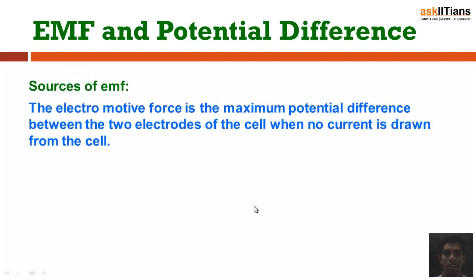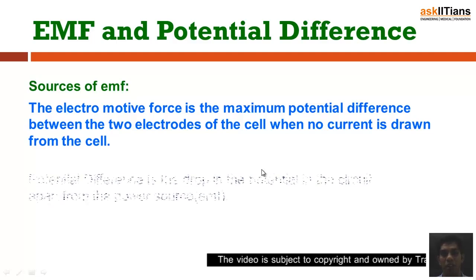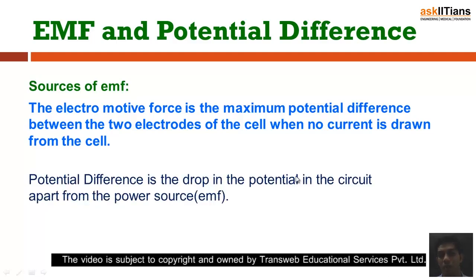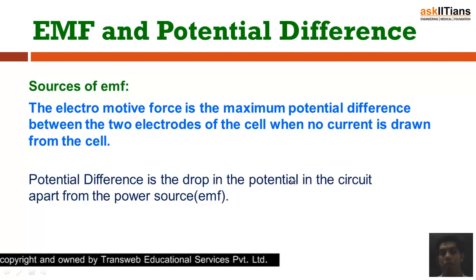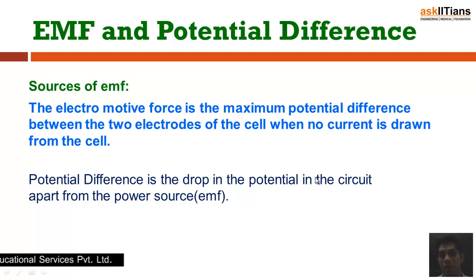EMF is basically electromotive force, and it is the maximum potential difference between two electrodes of the cell when no current is drawn from the cell. That is, let's say the circuit is open and we have connected a cell. So that is EMF. Potential difference is the drop in potential in the circuit apart from the power source. So there is a slight difference between electromotive force, that is EMF, and the potential difference.